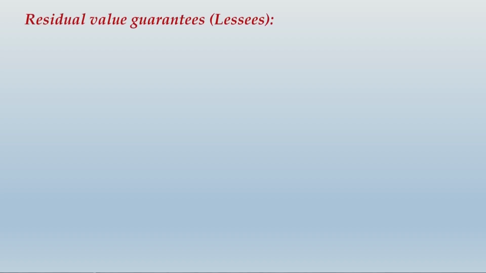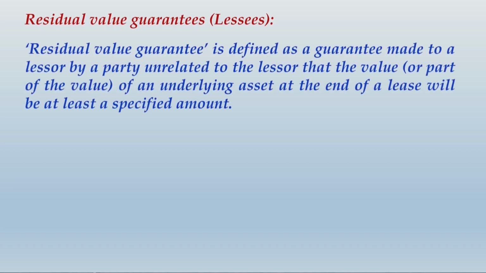Based on what we have discussed about residual value guarantees, let us first take the viewpoint of the lessees. Residual value guarantee is defined as a guarantee made to a lessor by a party unrelated to the lessor that the value or part of the value of an underlying asset at the end of a lease will be at least a specified amount. So what happens when the party who has given the guarantee is the lessee?